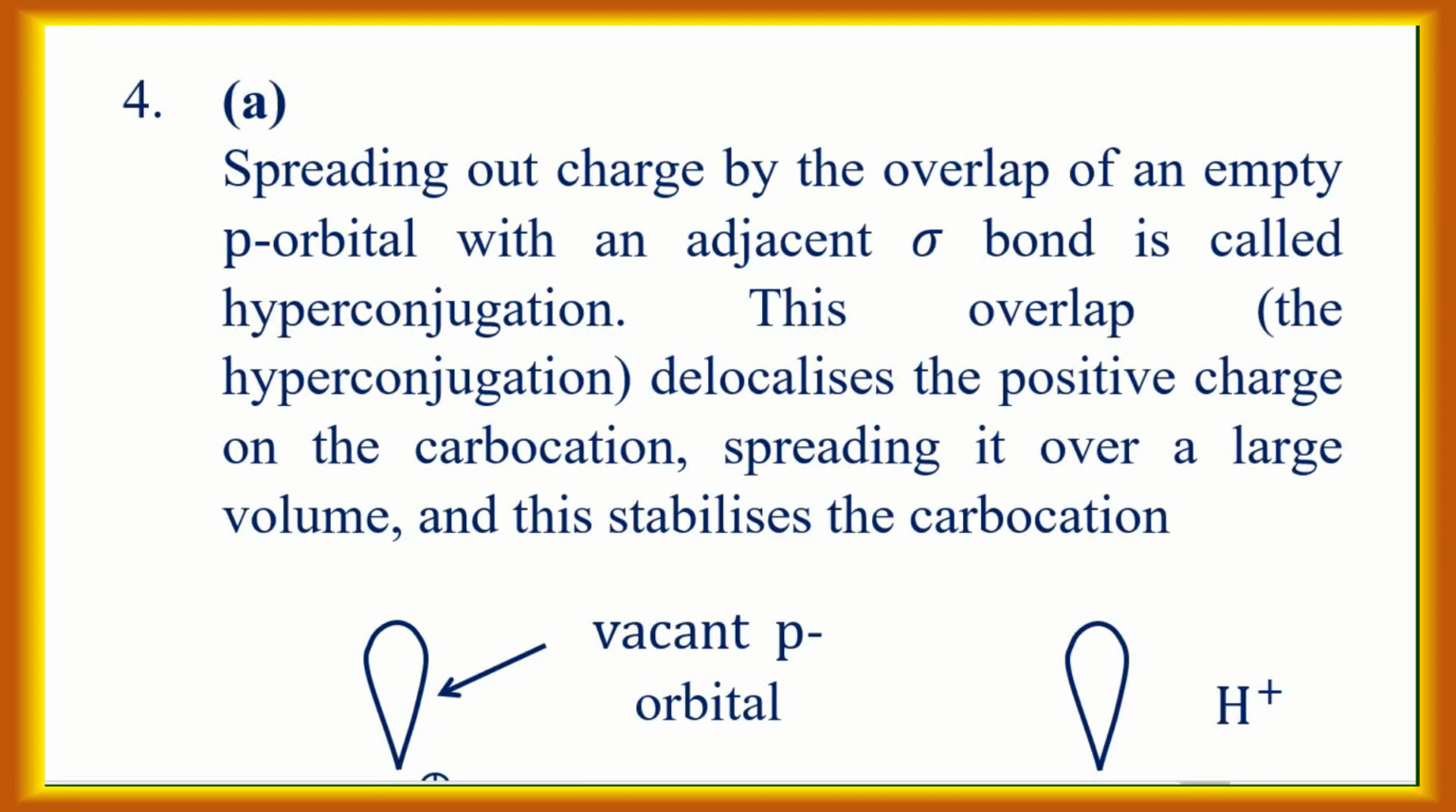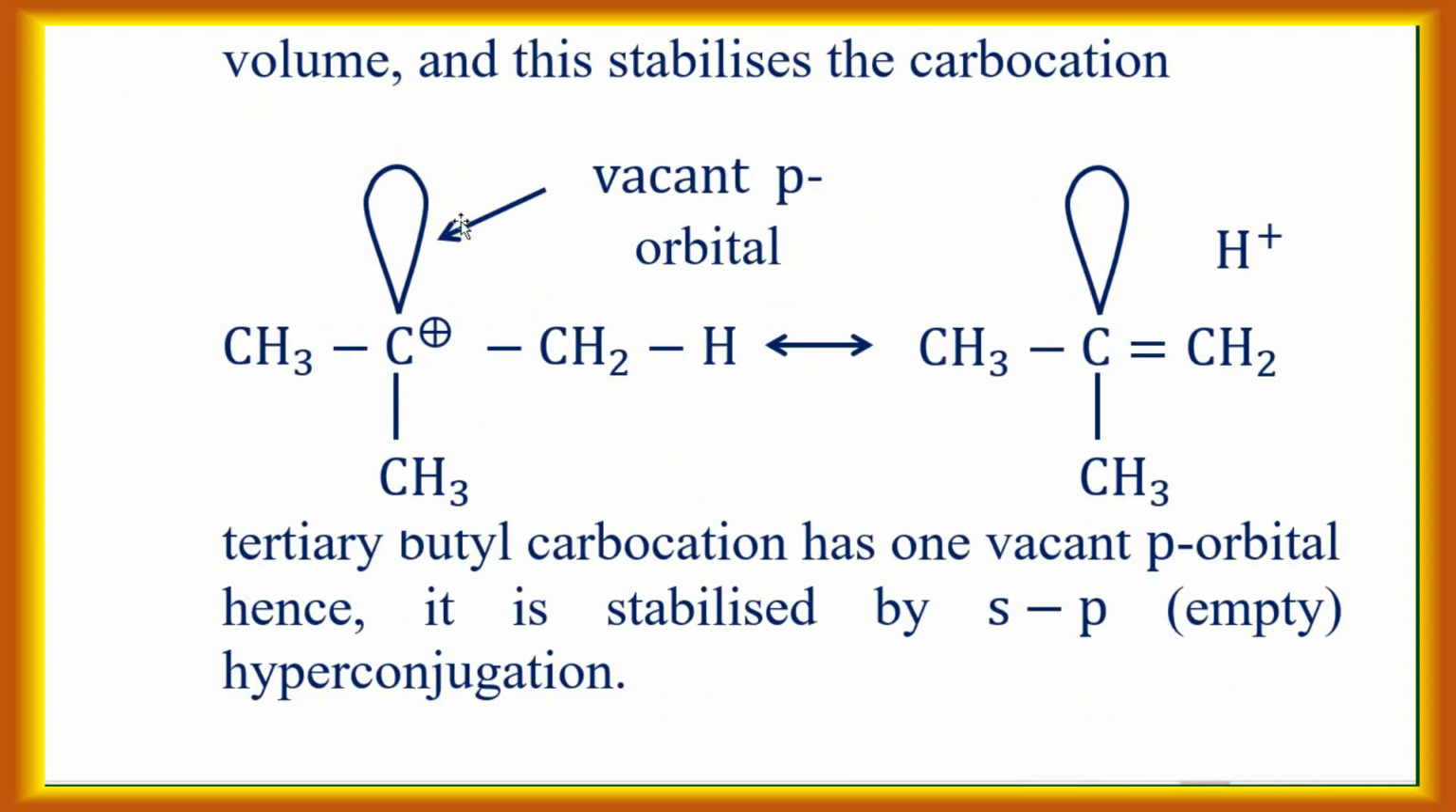That is in the picture here, I will show you. Here in the picture there is a vacant p orbital, and removing the H plus ion gives the hyperconjugative hydrogen. The tertiary butyl carbocation has one vacant p orbital, hence it is stabilized by hyperconjugation. So it is clear now.